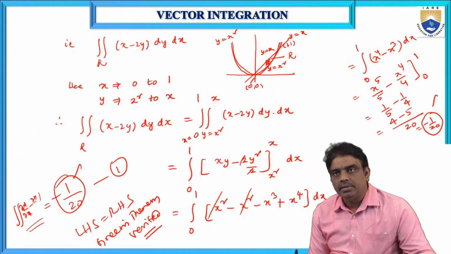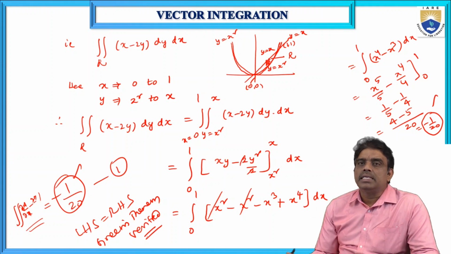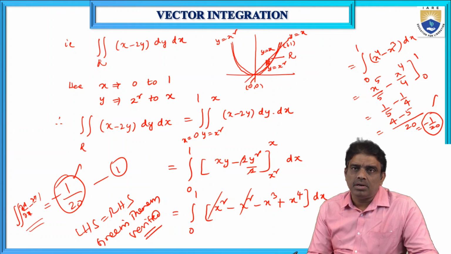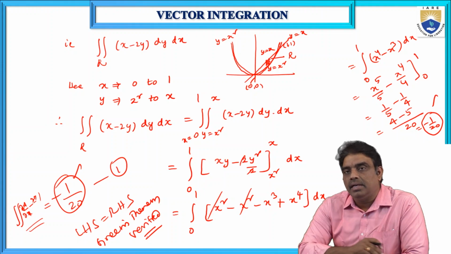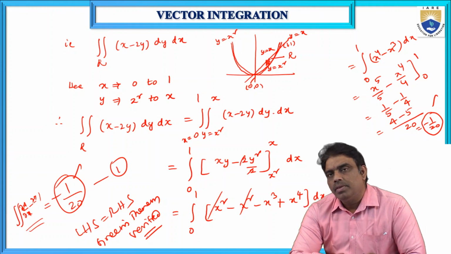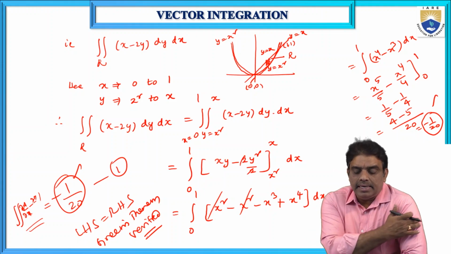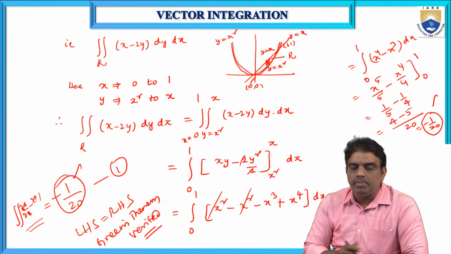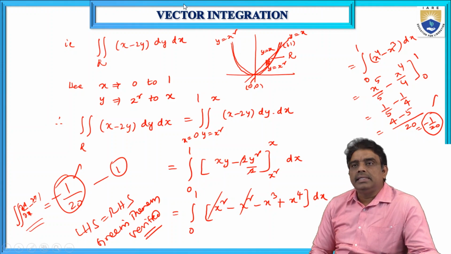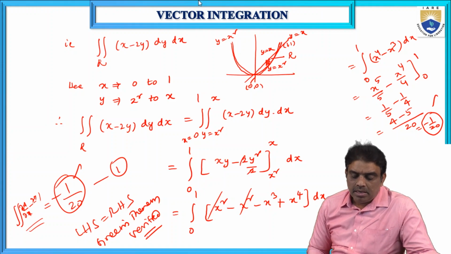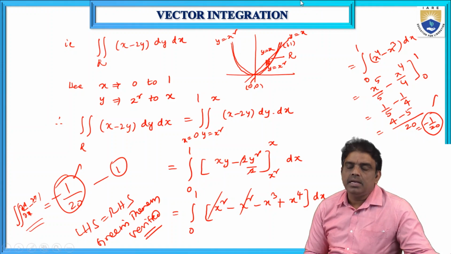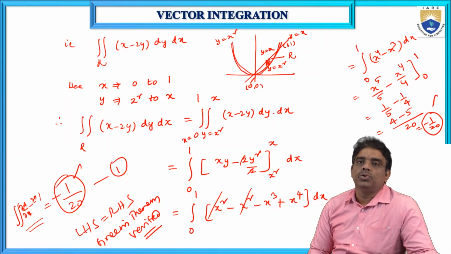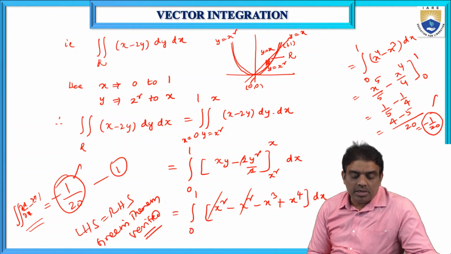Green's theorem verified. So you just need to consider the closed curve and evaluate the line integral along the closed curve C. In a similar way, you find the region R and find the double integral in that region R. So that will be minus 1 by 20 in both cases. So Green's theorem is verified. That is the required solution of the given problem.